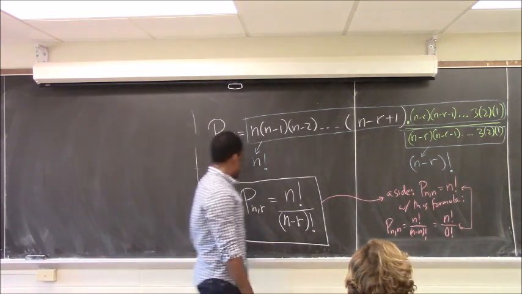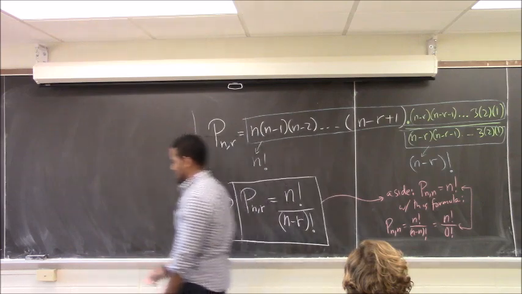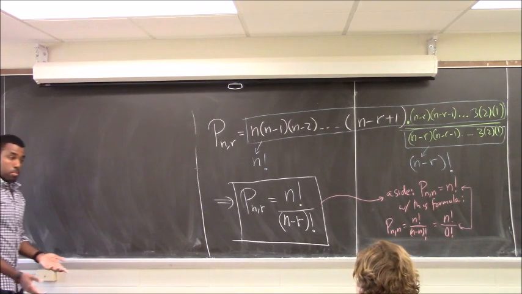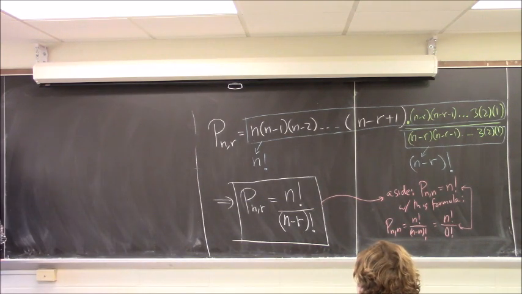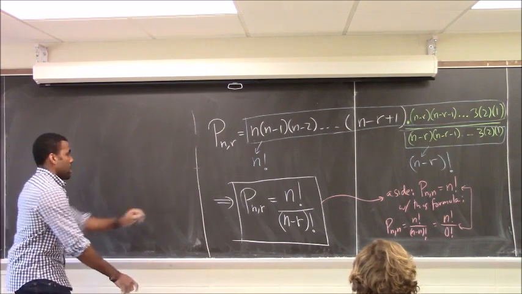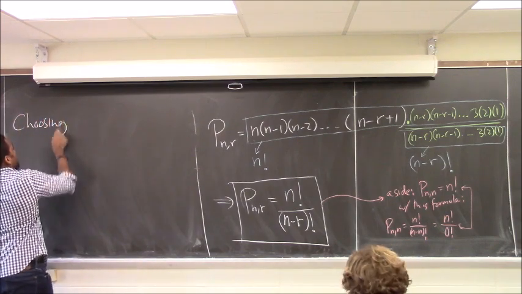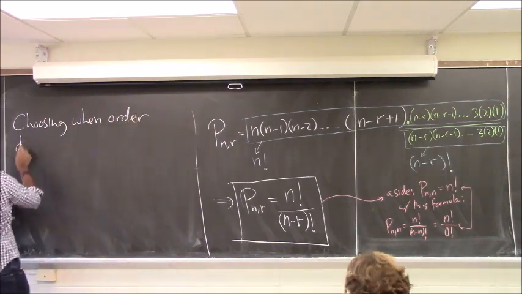Now, let's talk about another situation. What if I want to choose things in a way that order does not matter? This might be true. I might need it, and we will look at examples where we will need it. So let's look at that. Choosing when order does not matter.